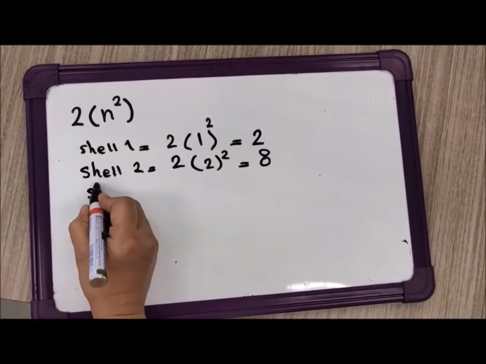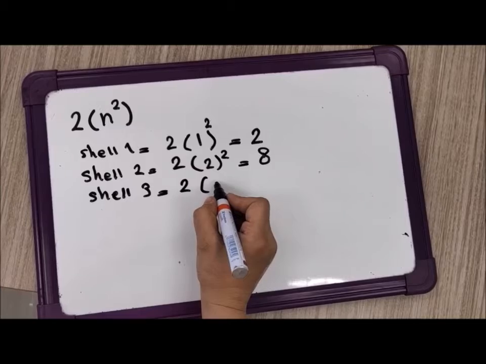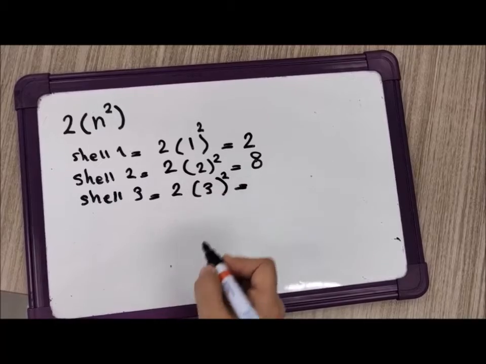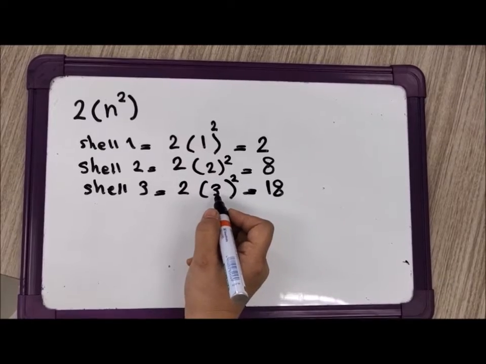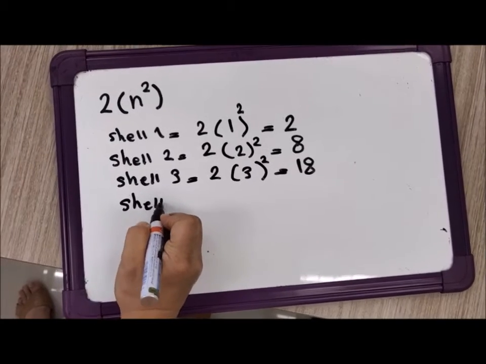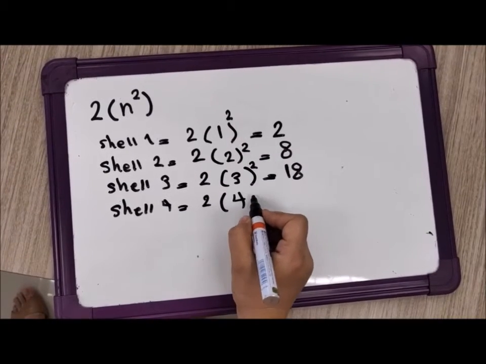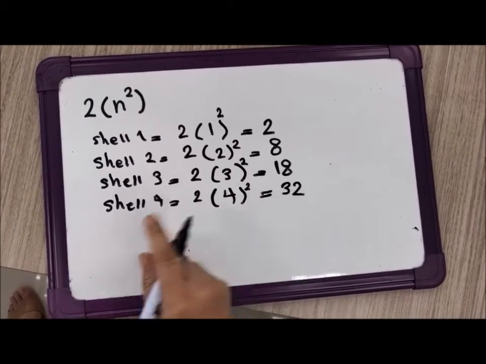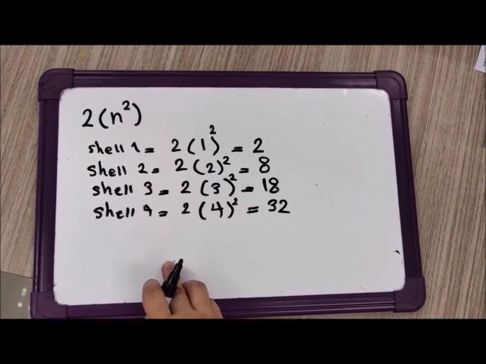Why, right? For shell 3, can you do that? 2 times, and instead of n we put 3, to the power 2. It becomes 18: 3 times 3, and times 2. For shell 4, the same: 2 times 4 squared becomes 32. So on shell 4, the maximum number of electrons that we can put is 32.